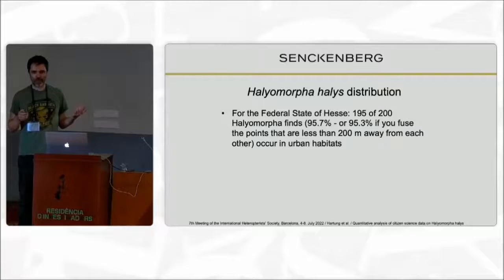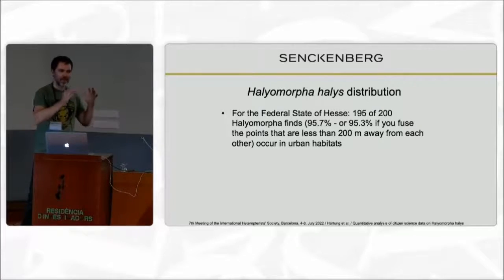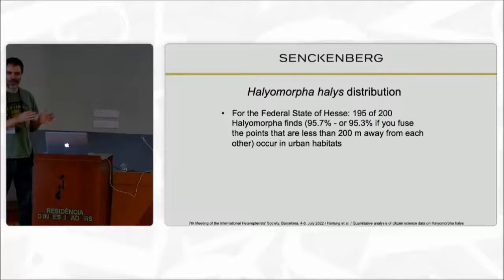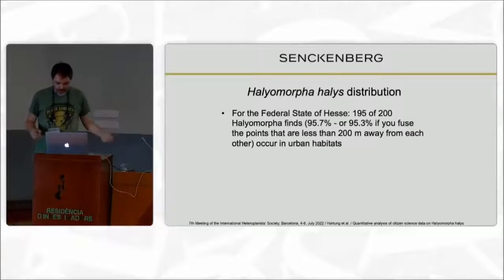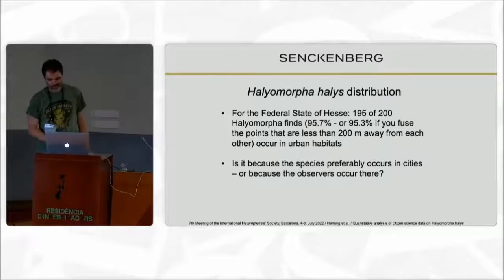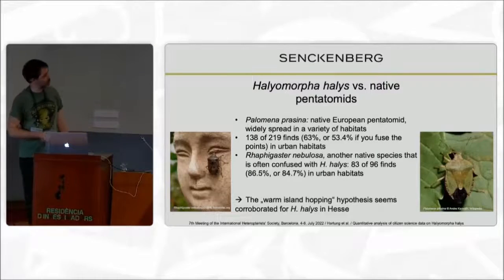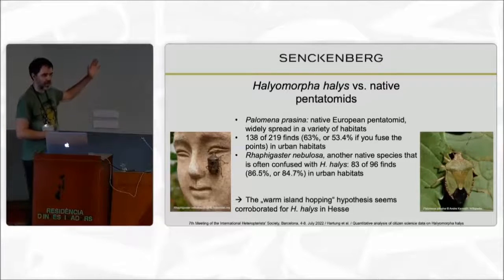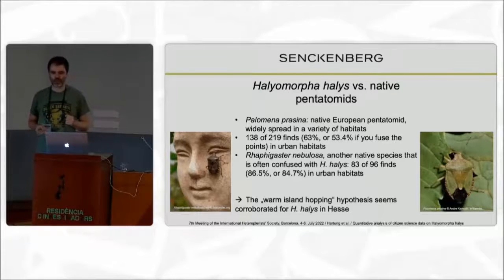But you're probably already asking yourselves, if the points are located there, that means that the observers were there. So maybe this is not a bug that is restricted to urban environments, but the observers stay in there and just record whatever they see. So what I did was check it against some other species, because we do have more pentatomids, just the local ones, like Palomena prasina, which is probably the most widely recorded on iNaturalist. It has several thousands of records throughout the country. Or here, Raphigaster nebulosa. This is the species that is most likely to be confused with Heliomorpha halys.